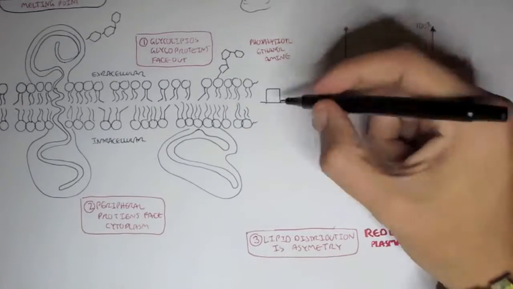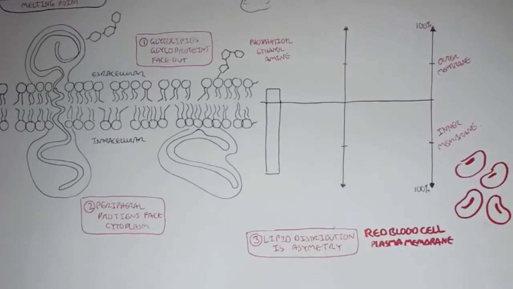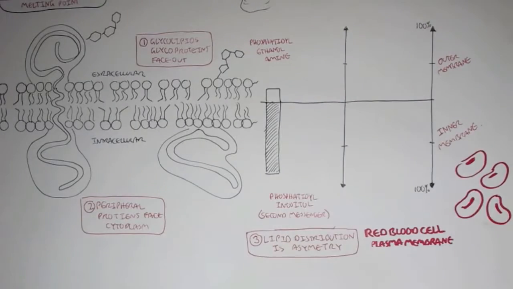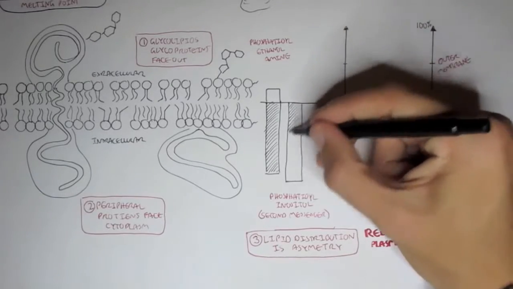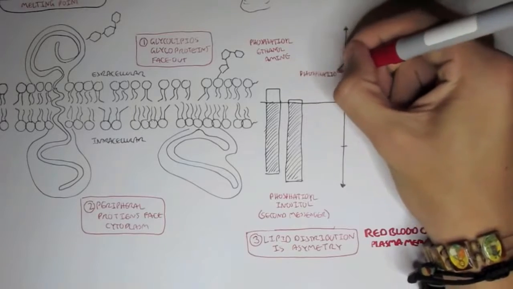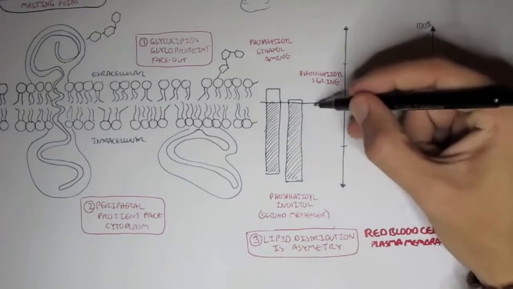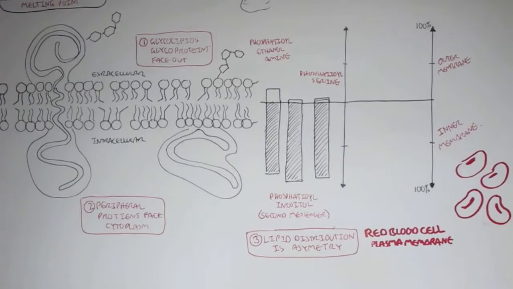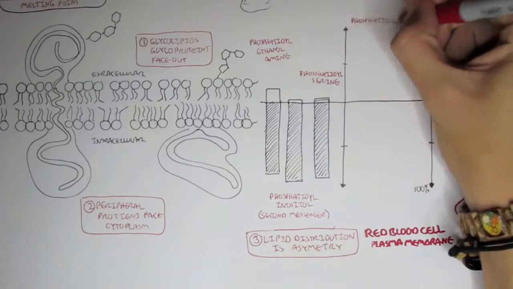So for example, here we have phosphatidylethanolamine. And as you can see, there are higher concentrations of phosphatidylethanolamine in the inner membrane. Phosphatidylinositol, which is a second messenger, also has higher concentrations on the inner membrane. They're on the inner layer. Phosphatidylserine, which is very similar to phosphatidylinositol, has higher concentrations on the inner leaflet.